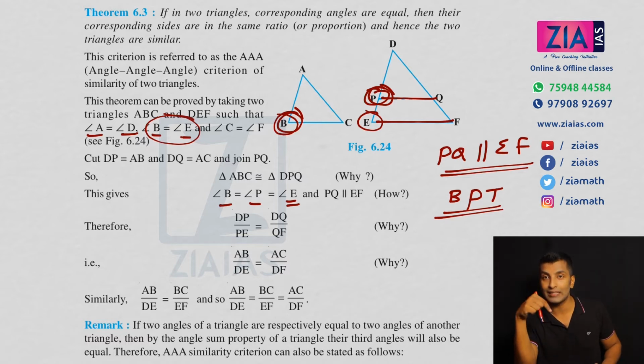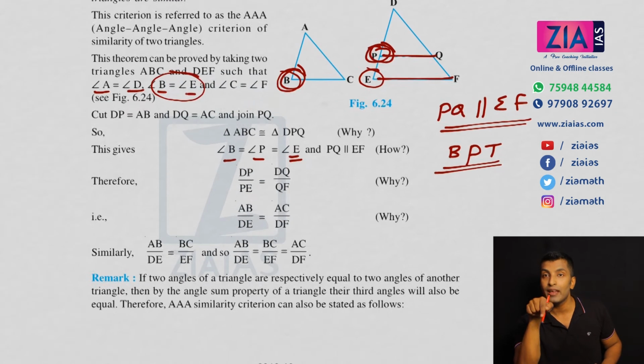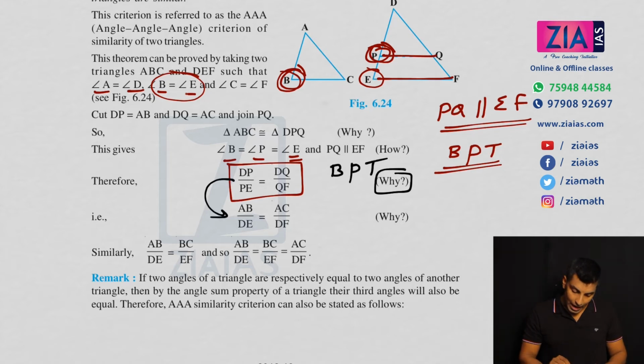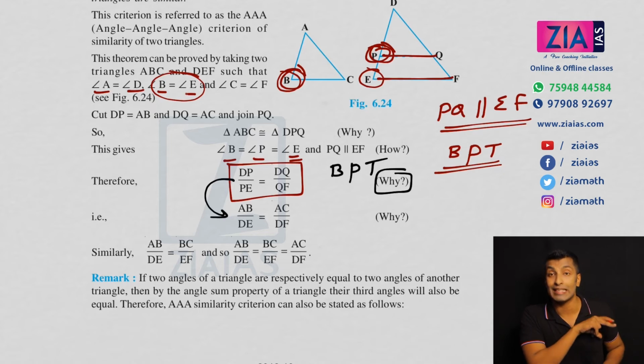If a line parallel to one side touches the other two sides of the triangle, the ratio will be equal. So clearly you can write DP divided by PE equals DQ divided by QF, and that's what you have written here. So I hope you understood this. The answer for this question is the basic proportionality theorem. From that you can apply this, and we have seen that in the previous example.